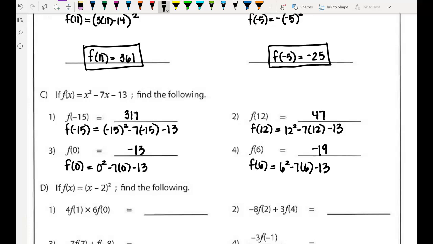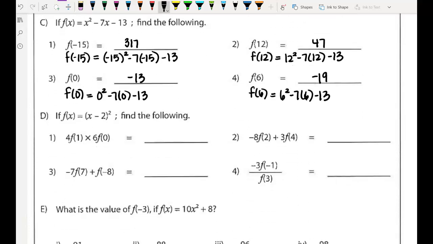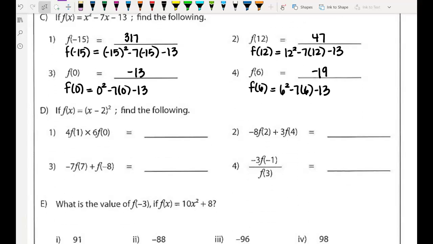Now, I will say part D is a little bit tougher. Part D, they're asking you to do some substitutions and then do some math with those substitutions. So if we look in this first one, we have to find out what is f of 1 and what is f of 0 before we can do the other math. So f of 1 would be the quantity 1 minus 2 squared. So f of 1 would be negative 1 squared, which would be positive 1.